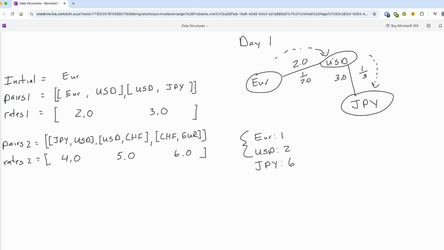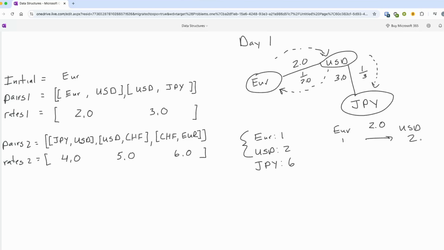So you notice one thing. When I came to USD, I didn't come back here to euros. And why did I not do that? Well, let's think about it. So if I go for my euro, I have 1 euro, and now I can go to USD. And here, I would get 2 USD. Remember, this is at a rate of 2.